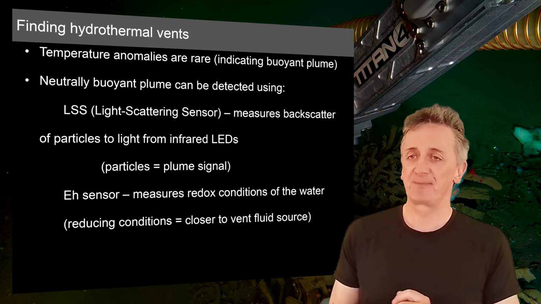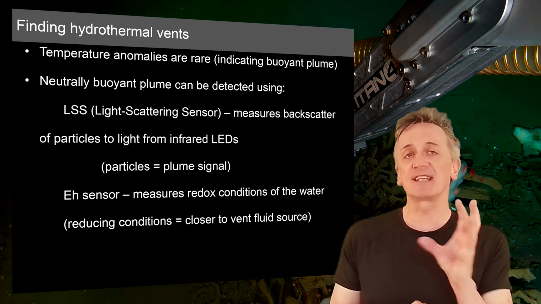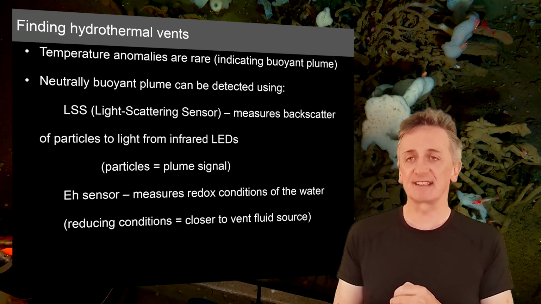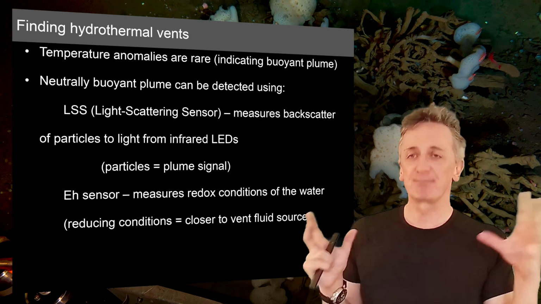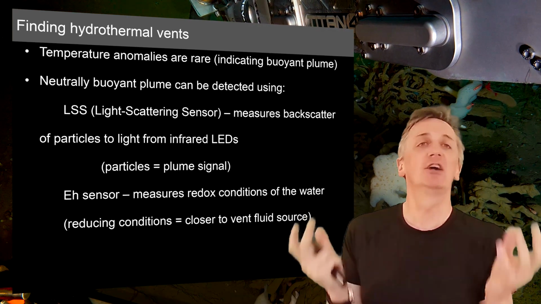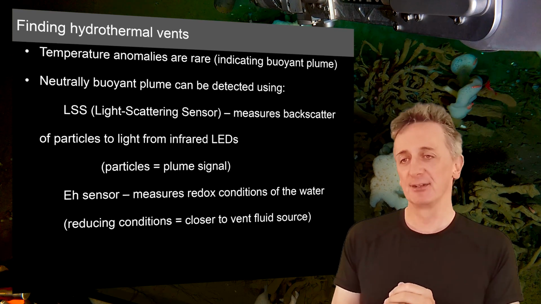But what we do detect in that neutrally buoyant plume is the particle signal. So we put sensors on our CTD package to detect that. We can have something called a light scattering sensor, and that basically measures backscatter of particles that are in the water, tells us basically if the water is turbid, if there are mineral particles present. That tells us we're intercepting that plume.